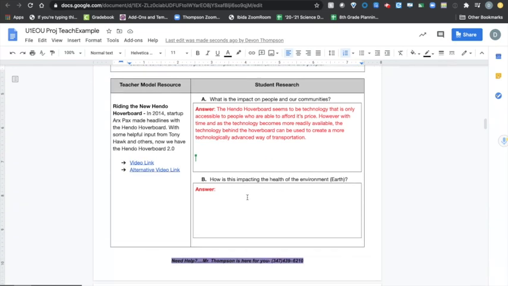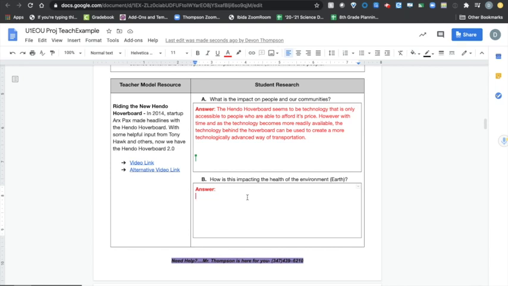When you think about how, for that video, the Hendo hoverboard, how is this impacting the health of the environment and Earth? How is it making the world more sustainable? How is it efficient? And this you kind of have to think outside of the box, but he does mention it towards the end of the video. He talks about how the hoverboard uses less power than a traditional fan hoverboard would use, or a fan model that presses air off the ground to get that sort of levitation off the ground. And here's what I got for that part.